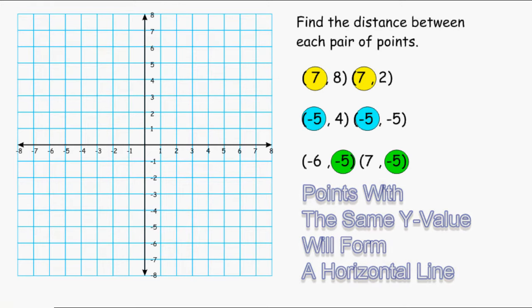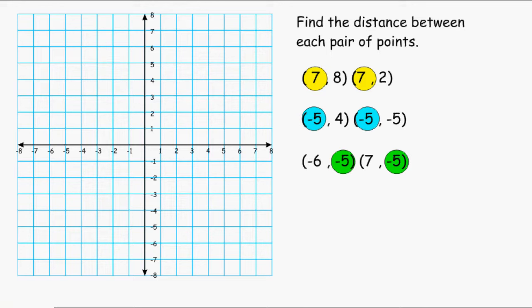When the y values are identical, the two points will form a horizontal line. Let's plot each pair of points so we may examine this further. The first point, positive 7, positive 8, is located right here. And positive 7, positive 2 is located right here. As you can see, both of these points have an x value of 7 and they form a vertical line. Now let's plot the second pair of points. Negative 5, positive 4 is located right here. And negative 5, negative 5 is located right here. Once again, the x values are identical, meaning they form a vertical line.